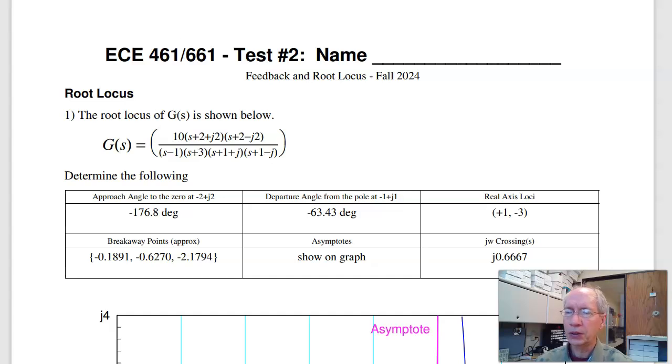Here are solutions to test number 2 for ECE 461-661 control systems. This test looks at root locus and feedback. Now the first problem is, given this dynamic system, draw the root locus plot.